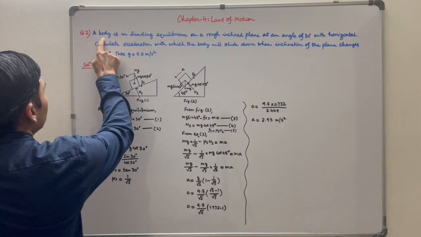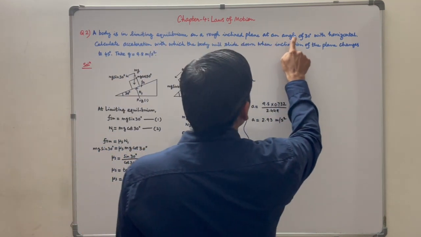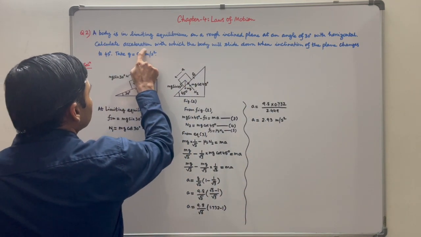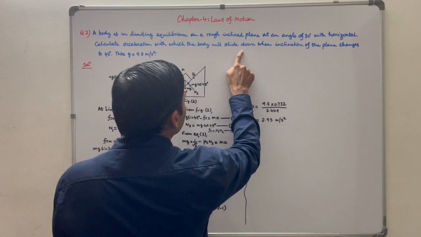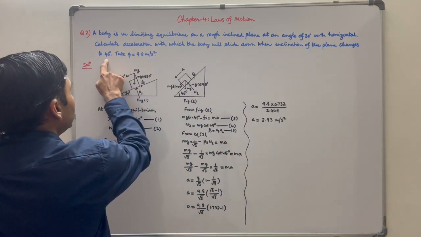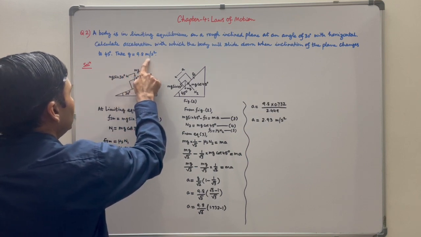Second question, a body is in limiting equilibrium on a rough inclined plane at an angle of 30 degree with horizontal. Calculate acceleration with which the body will slide down when inclination of the plane changes to 45 degree. Take g is equal to 9.8 meter per second square.